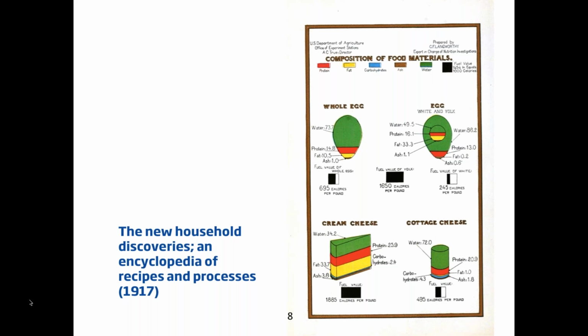So we can see in this egg here, we have red is protein, yellow is fat, blue are carbohydrates, which the blue is very difficult to see, and it's more so in the cottage cheese than anything else. Brown is ash, and green is water.